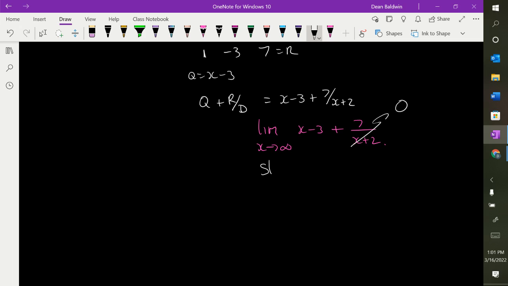So the slant asymptote is y equals x minus 3. You know why they're called slant asymptotes? Because they slant. They're all linear lines, because the difference in the degrees is 1. So it's not 45. It's always a linear line.